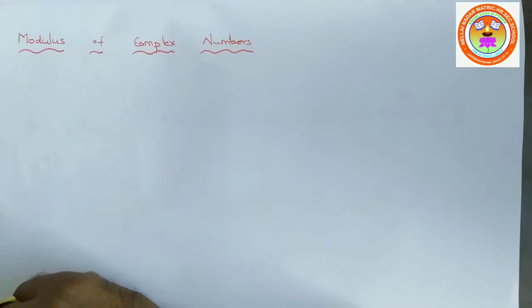Modulus of complex numbers. In the previous exercise, we saw the properties of complex conjugates in exercise 2.4. That is totally 10 properties of complex conjugates, and we have derived totally 7 sums. The first 3 sums and iteration are given in one video session. Next, sums number 4, 5, 6, 7 are given in another video session. We have finished exercise 2.4, properties of complex conjugates.